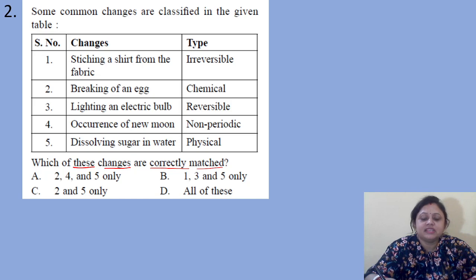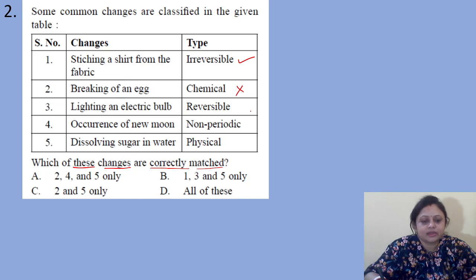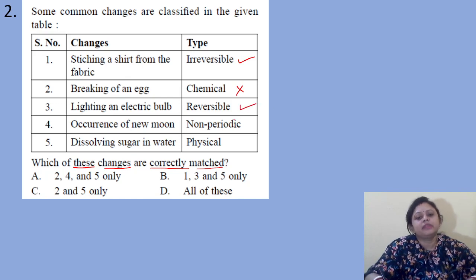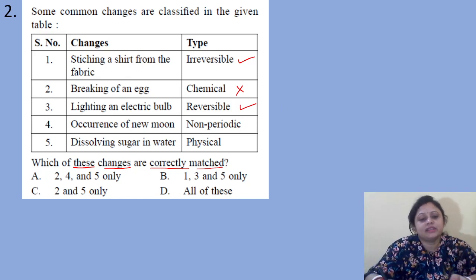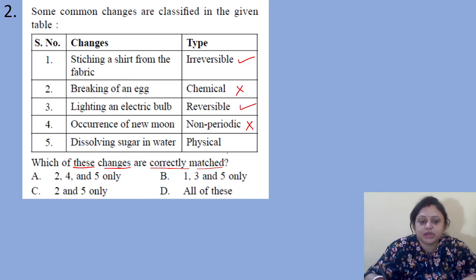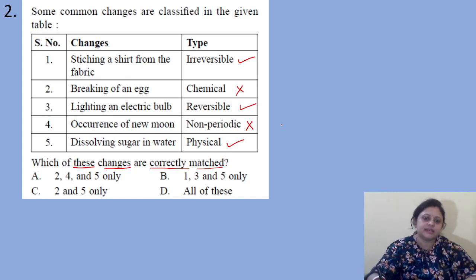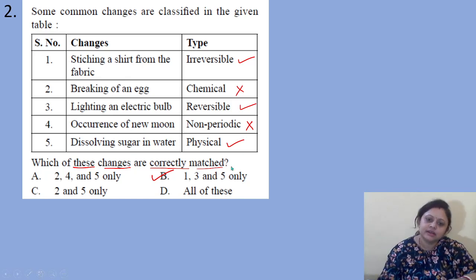So let us check the changes. The first one, stitching a shirt from the fabric, it is irreversible, correct. Breaking of an egg, it is a chemical change, so it is not correct. Lighting an electric bulb, it is reversible, yes. When we switch off the light, it won't be glowing. Then occurrence of new moon, it is periodic. It occurs at regular intervals of time, so this one is also incorrect. Dissolving sugar in water, physical change, this one is correct. So the correct ones are 1, 3 and 5 only, which is present in option B. So option B is the correct answer.